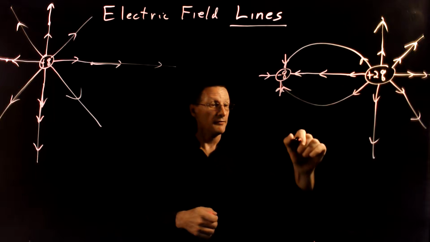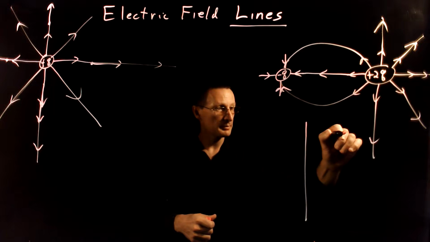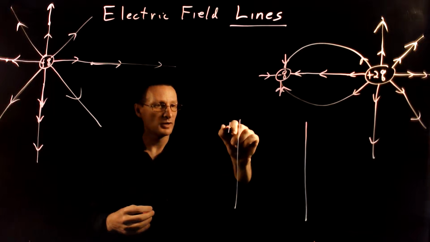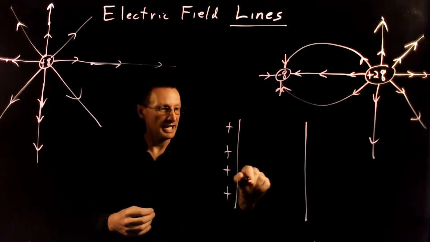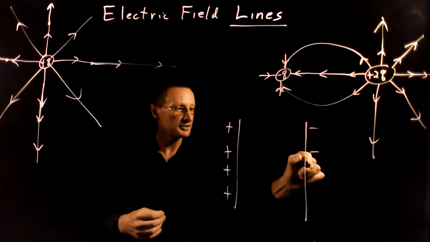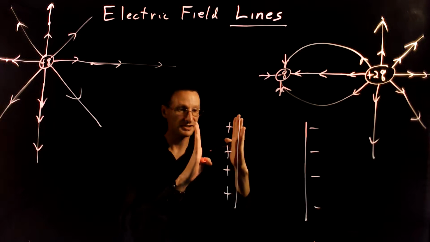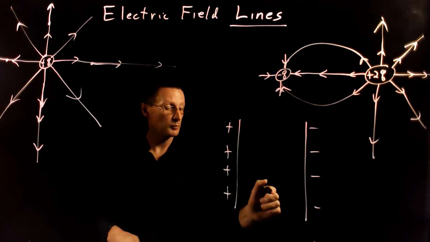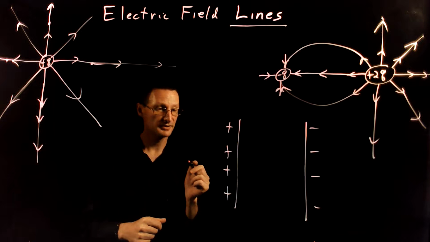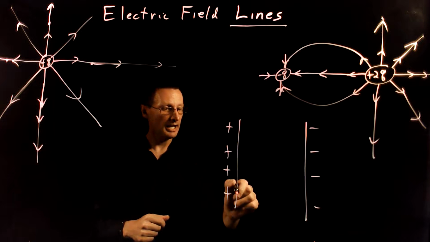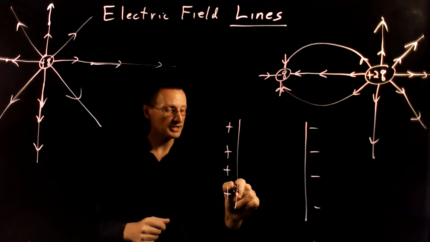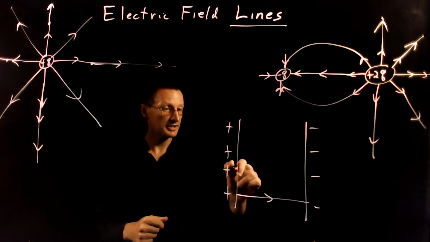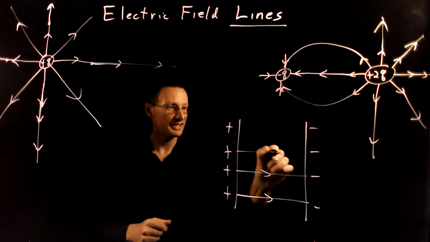Finally, there's this very important example with the two charged plates. So one's a positively charged plate and then a negatively charged plate. And these are parallel to each other. So think of these as sheets of metal that are separated by a distance here. And one has negative charge on it and one has positive charge on it. I just follow some of the rules I've established here. I start on a positive charge, I end on a negative charge. And so my field lines will just look like this.